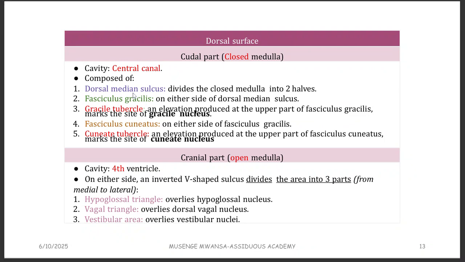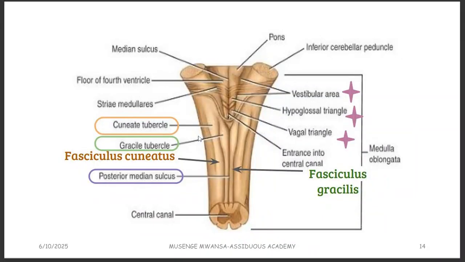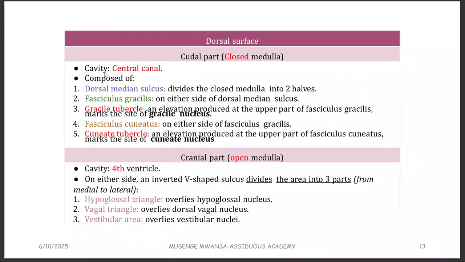And then on either side of the dorsal median sulcus, you have got the fasciculus gracilis, or gracile fasciculus. Okay, you can see on this part and also on this part, you have got the fasciculus gracilis. So this structure that you can see here and here. And then you also have the gracile tubercle.